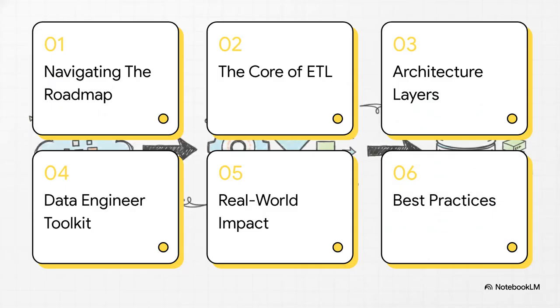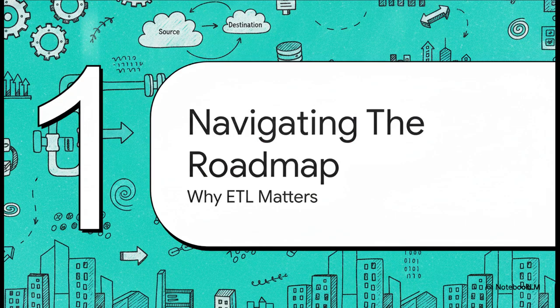So here's our literal roadmap for today. We've got 6 main pit stops: navigating the data roadmap, the core of ETL, inside the architecture layers, the data engineer toolkit, real-world business impact, and finally, best practices for success. Okay, let's dive right into this. Section 1, navigating the data roadmap.